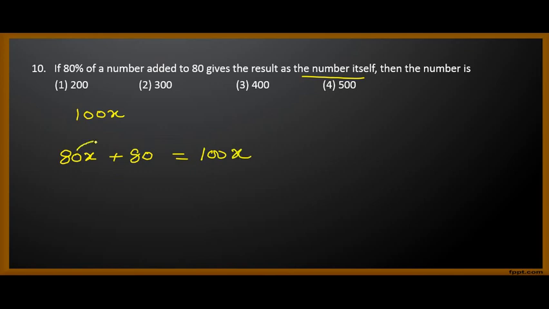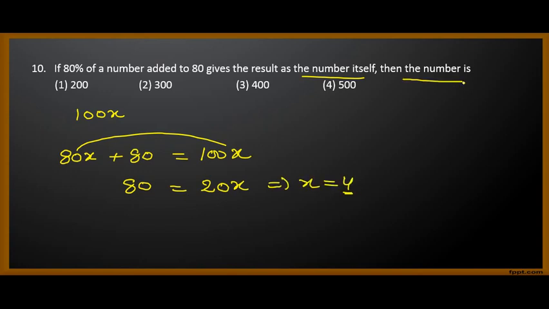Send this 80x to the right hand side. You will get 80 equivalent to 20x. This implies x is equal to 4. What is the question asking? What is the number? 100x. So 100x is equivalent to 100 into 4, which is 400. So option 3 is the answer.